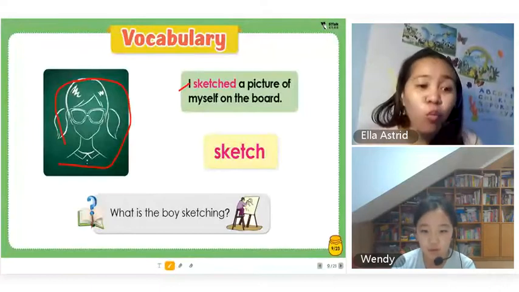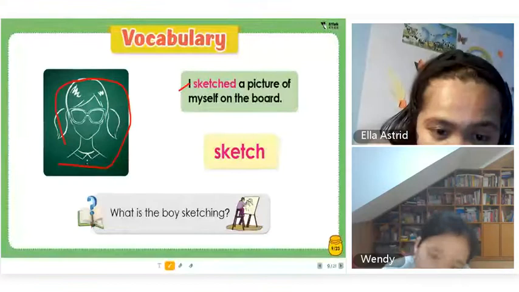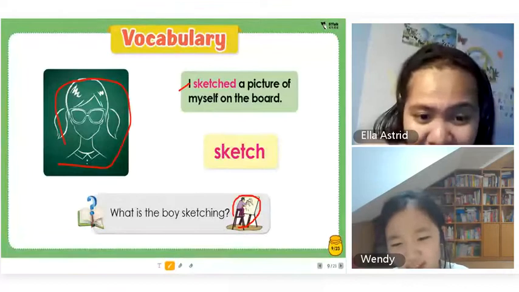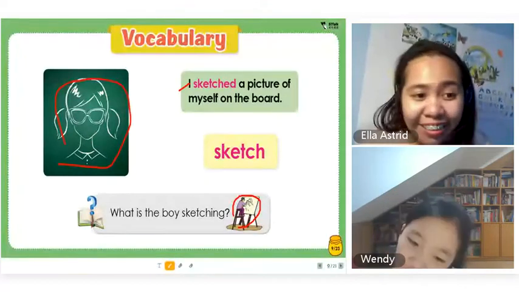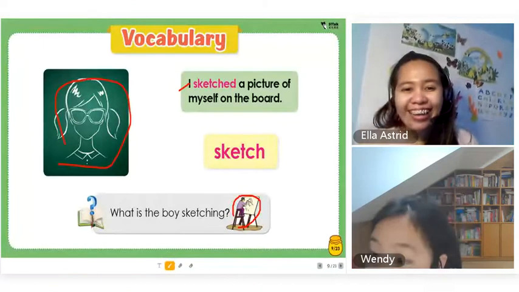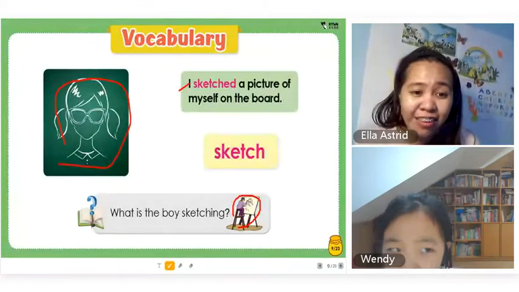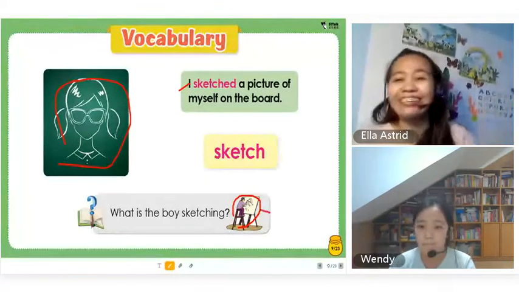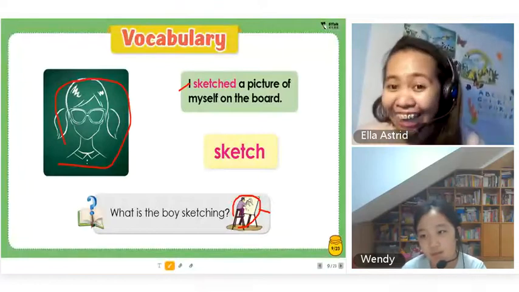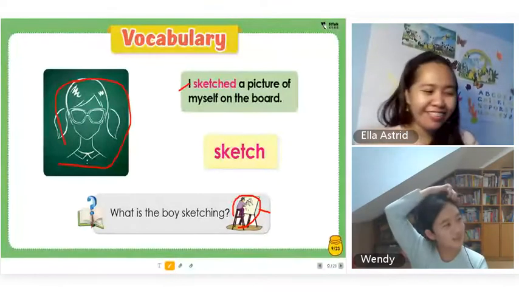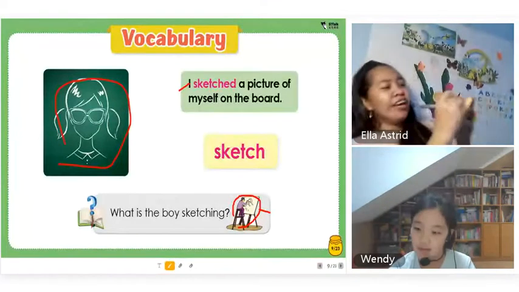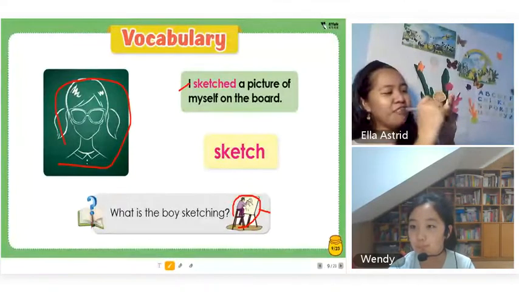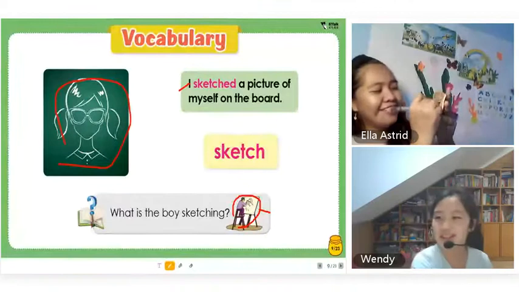Yes, okay. What is the boy sketching? Oh, can you see it? I think it's a girl. It's really blurry, but let's not mind it. Okay, here is another question, Wendy. Okay, Wendy, do you like to sketch? Yes. Okay, I will sketch Wendy. I will sketch you, teacher.